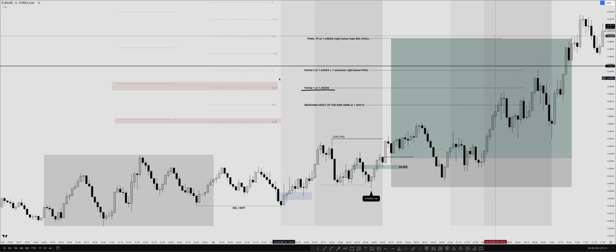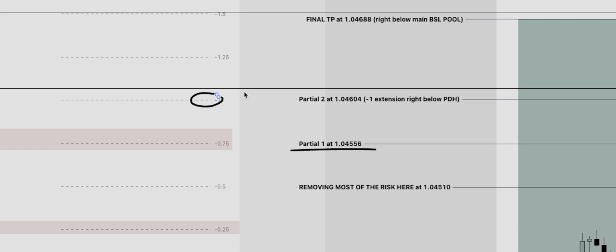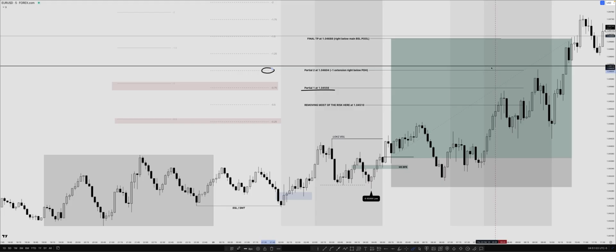This being the second partial, that was the main drawn liquidity, -1 extension right under the previous day's buy side liquidity. So this is where I would have been almost fully out of my position, leaving the rest to run towards the final target, which is the lower time frame massive buy side liquidity pool that we talked about.